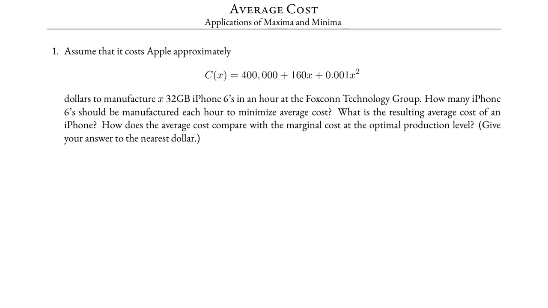Assume that it costs Apple approximately C of x equals 400,000 plus 160x plus 0.001x squared dollars to manufacture x 32 gigabyte iPhone 6 in an hour at the Foxconn Technology Group. How many iPhone 6 should be manufactured each hour to minimize average cost?